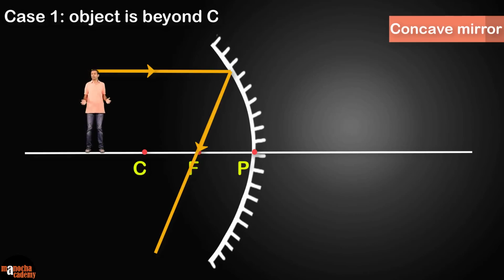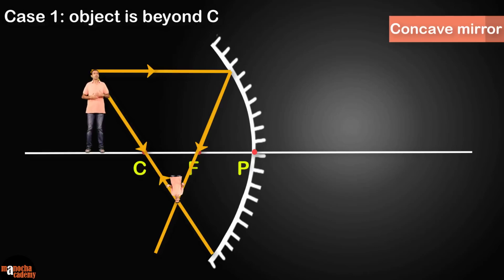And for the second ray, we can use rule 2. So the ray passing through the center of curvature gets reflected back along the same path. Now what does the intersection of these 2 reflected rays represent? That's right, it's the image, and it's the image of my head, because we started with the rays from the top of the object.